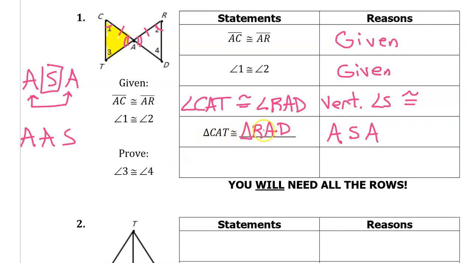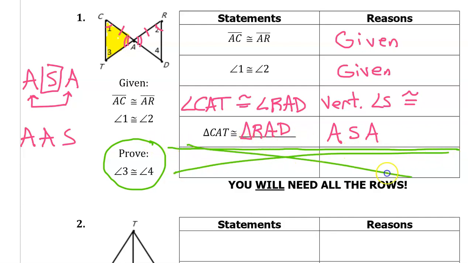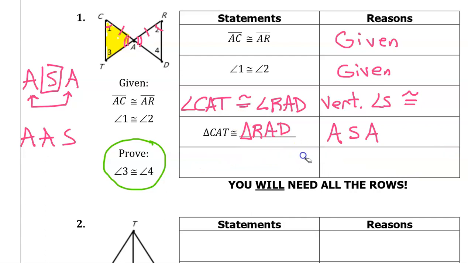So we've now proven that the triangles are congruent. Sometimes that's the end of the proof. It all depends on what we are being asked to prove. If this had said prove that triangle CAT was congruent to triangle RAD, we would just stop and we would not need the last row. But notice we've already proven that the triangles are congruent, yet there is one more thing that we still have to do. We have to prove that angle 3 is congruent to angle 4.